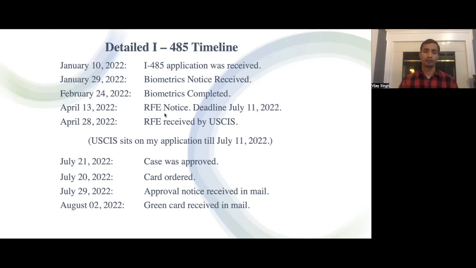This was a RFE notice. RFE is request for further evidence. I was actually quite surprised to get this RFE because I thought that I had submitted all the documents. I had forgotten to attach one of the notices for my H1-B acceptance.